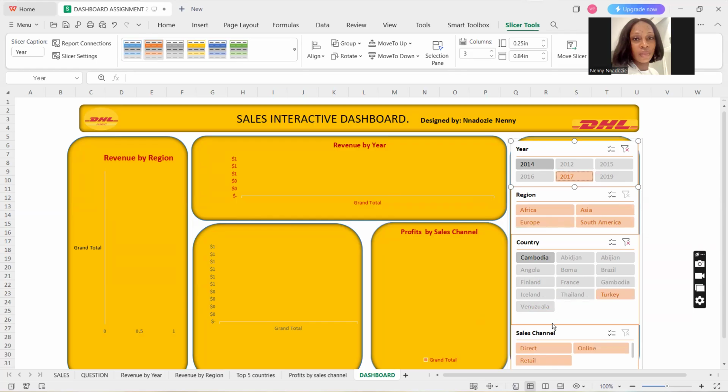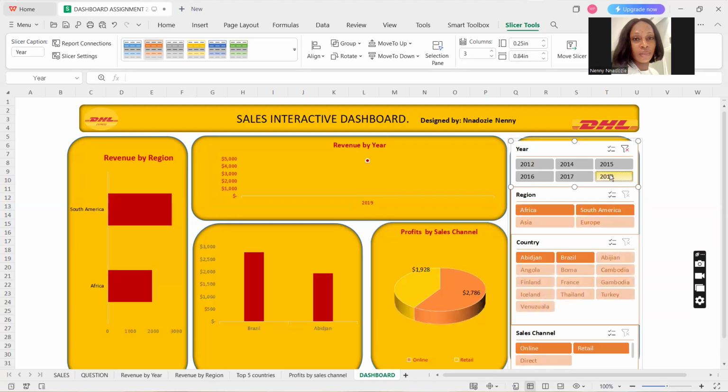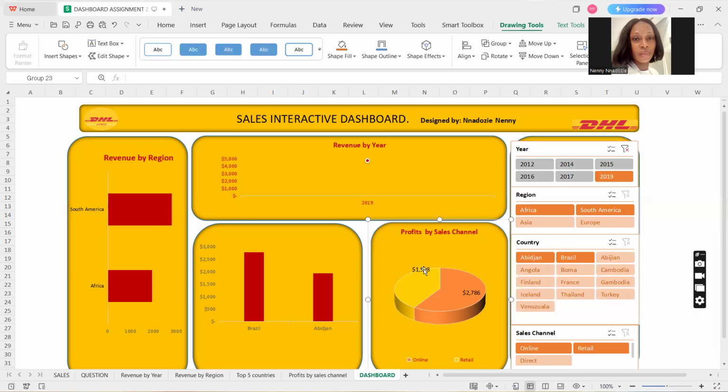Okay, then let's check 2019. In 2019, it's just Africa and South America. They are the only regions that generated revenue in 2019. And just two countries out of these two regions, Brazil and Abidjan, and they just used the online and the retail sales channel.